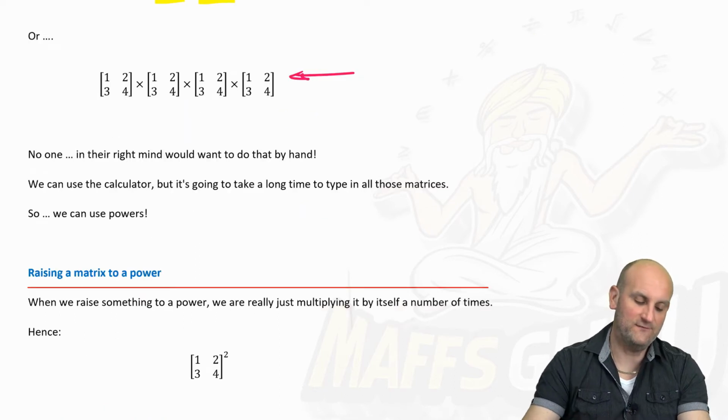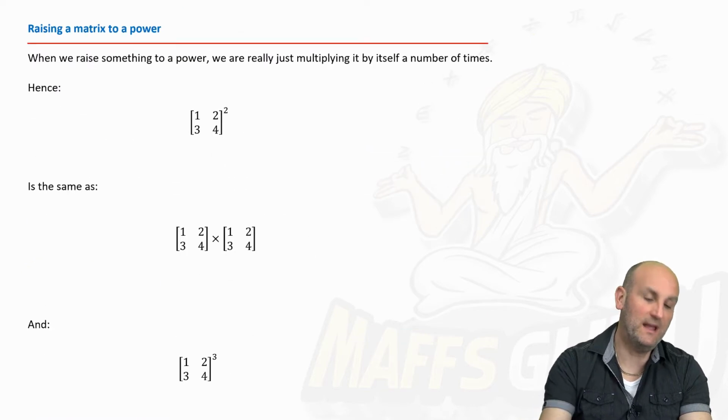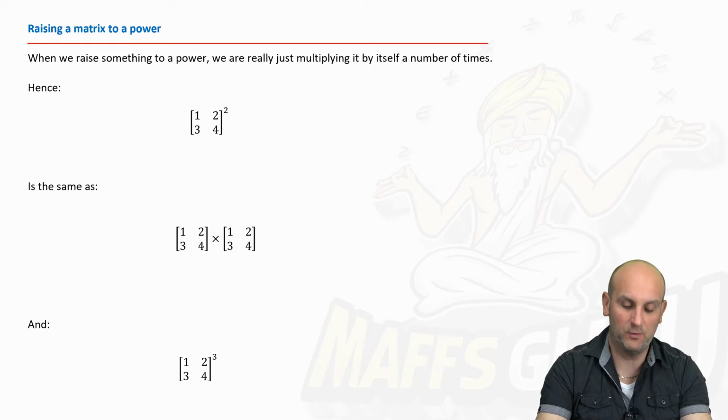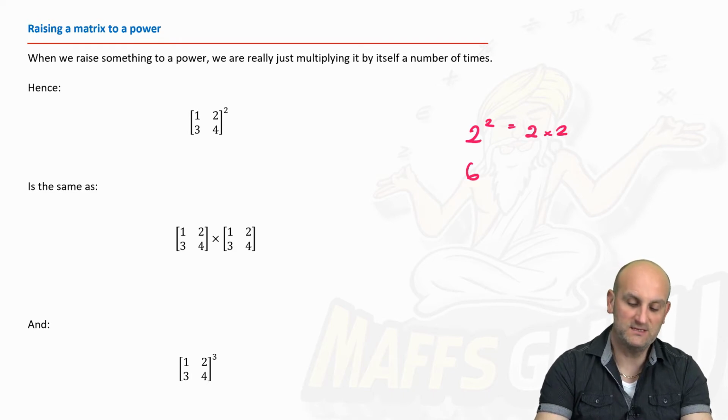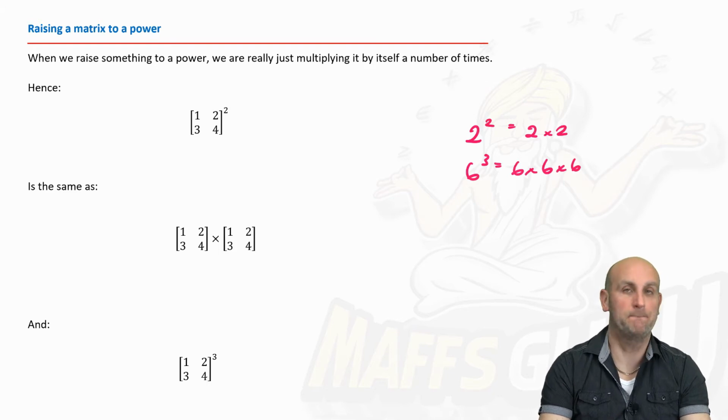And we know, from what we have done before, that we can actually raise things to powers. So if I had, for example, 2 to the floaty 2, that's just 2 times 2. If I have 6 to the floaty 3, that's 6 times 6 times 6. The floaty number, or the power, basically tells you how many times to multiply the thing by itself.